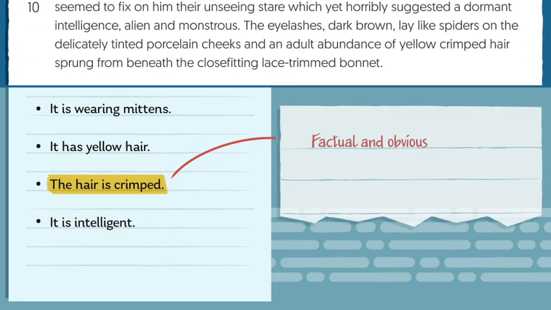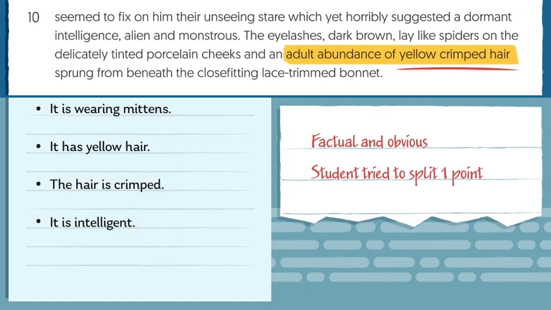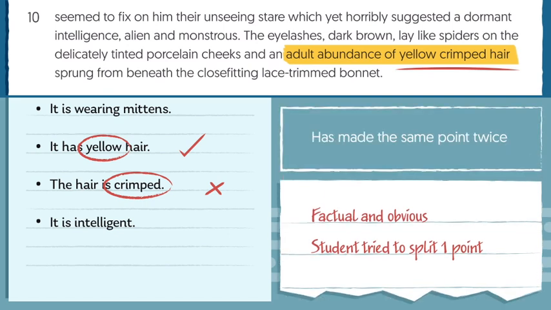The hair is crimped is a factual and obvious piece of information taken from the text. But this student has tried to split 1 point, that the doll has yellow crimped hair, into 2 separate ones, yellow and crimped, so they wouldn't get 2 separate marks. Yellow and crimped both refer to the doll's hair, which means that this student has made the same point twice.